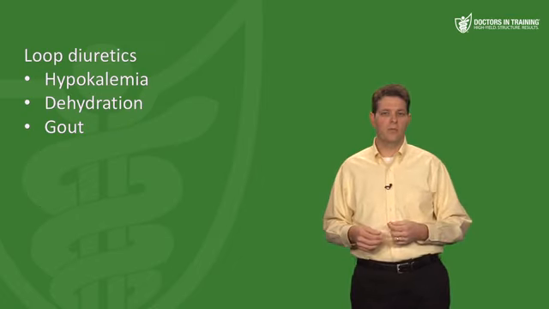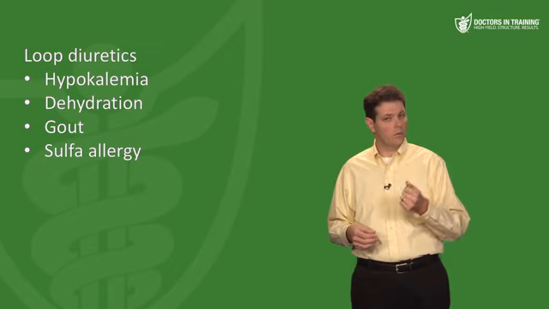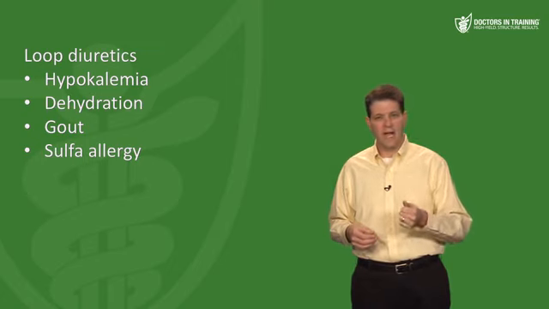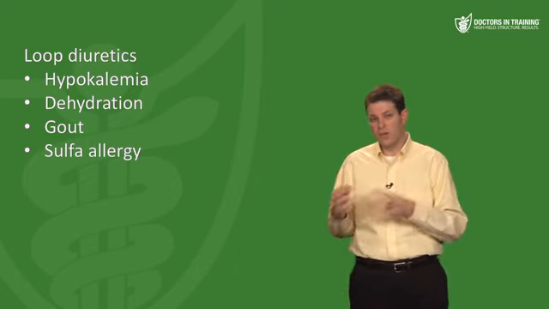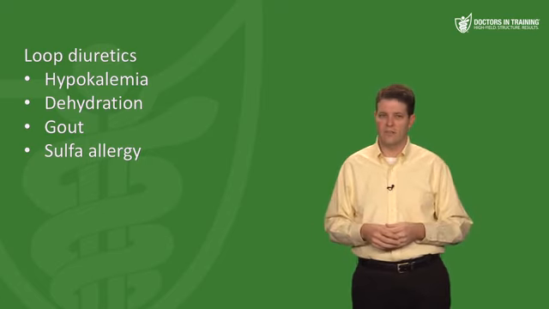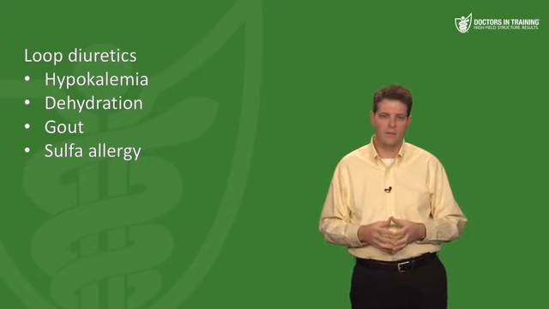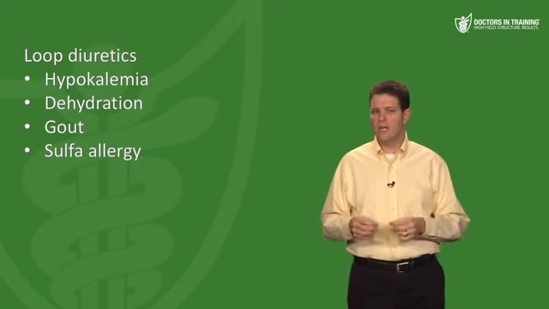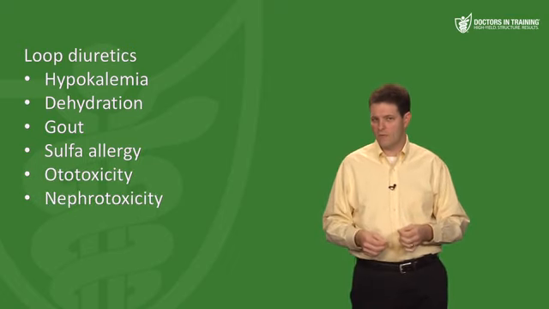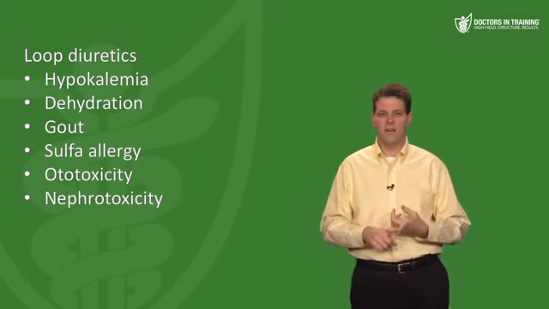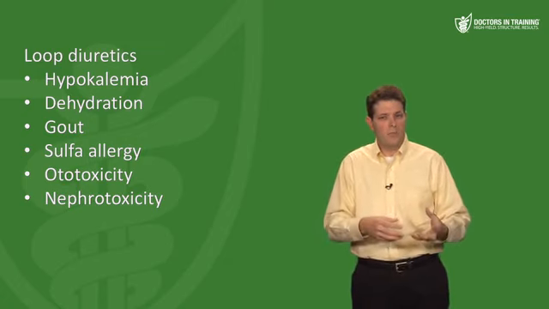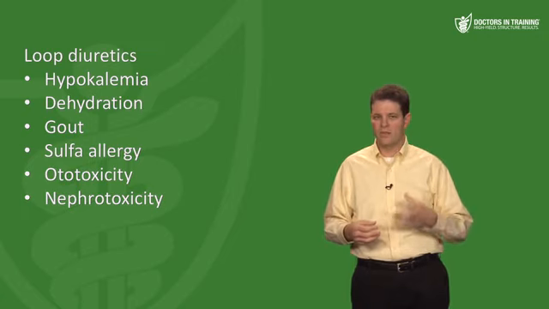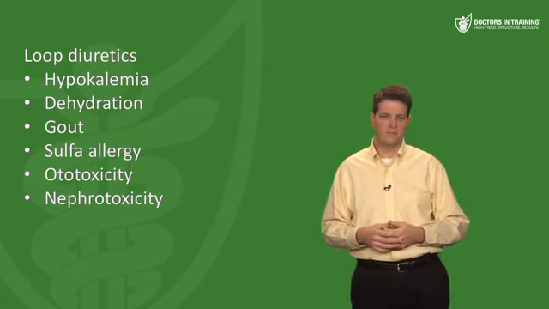We already mentioned the possibility of a sulfa allergy, except for which one? What's the loop that's not associated with a sulfa allergy? Ethacrynic acid. It's the only one that's not a sulfa drug. So if you have a patient who needs a loop diuretic but is allergic to sulfa drugs, you could use ethacrynic acid. That's really about the only time we use ethacrynic acid. And it's pretty rare, but loop diuretics may cause ototoxicity and nephrotoxicity, similar to the aminoglycosides and also to vancomycin. So if you give a loop diuretic plus an aminoglycoside, you could really increase the risk of ototoxicity and nephrotoxicity.